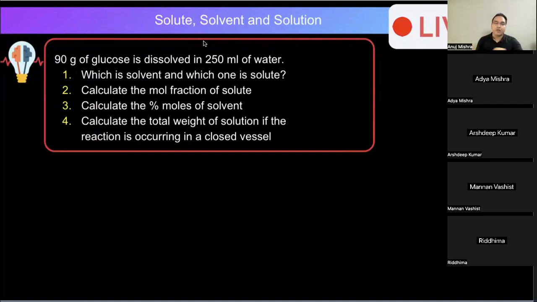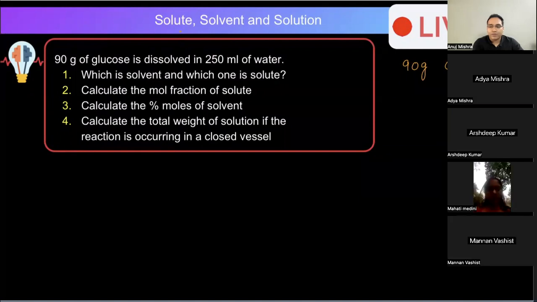Let's see what the solution of this will be. The question is, we have 90 grams of glucose, and the glucose formula is C6H12O6. Please note it down. So we are given 90 grams of glucose, which is dissolved in 250 ml of water.